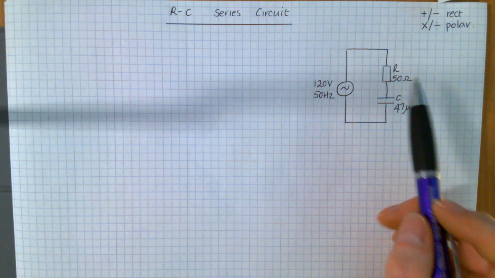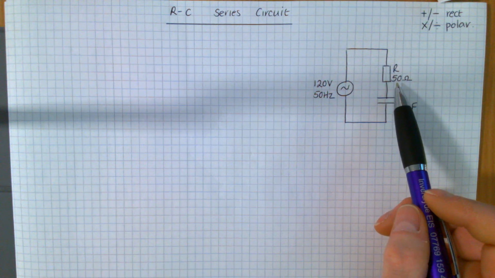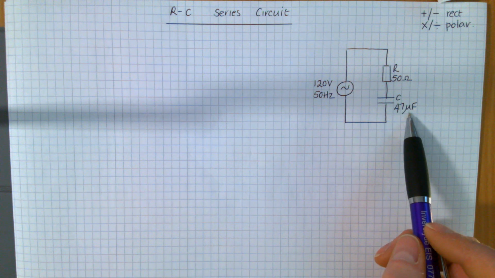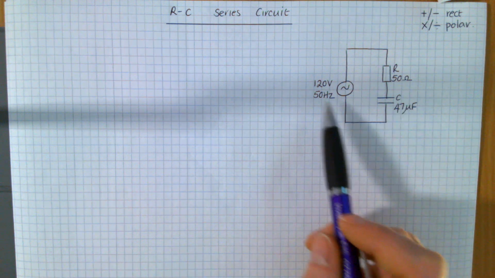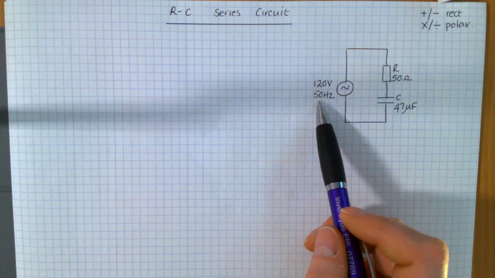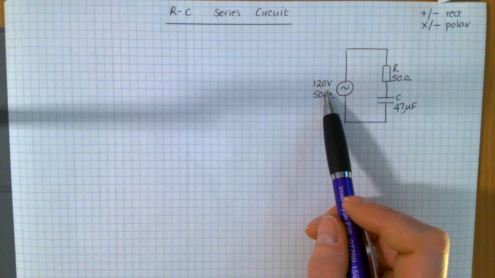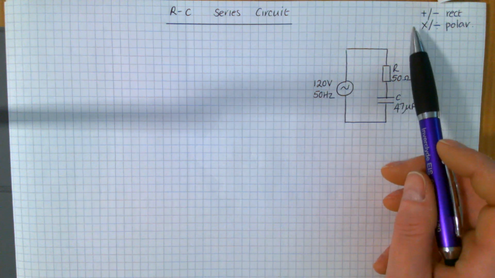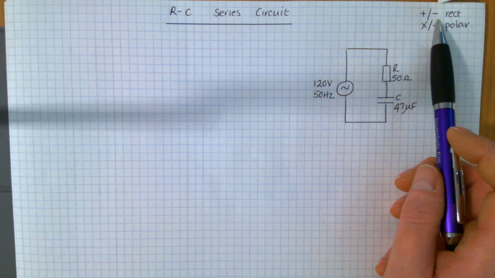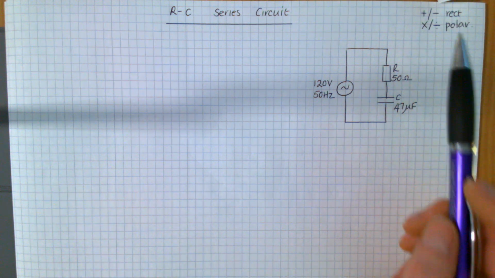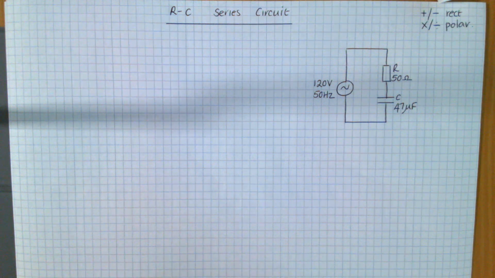Okay, so this time we've got a resistance of 50 ohms. We've got a capacitance here of 47 microfarads, so micros times 10 to the minus 6. Our supply is 120 volts, 50 hertz. Again, I've not put an angle in there, so you'd assume the angle to be 0. And up in the corner here, I've put a wee reminder that we add and subtract in rectangular form, and we multiply and divide in polar form.